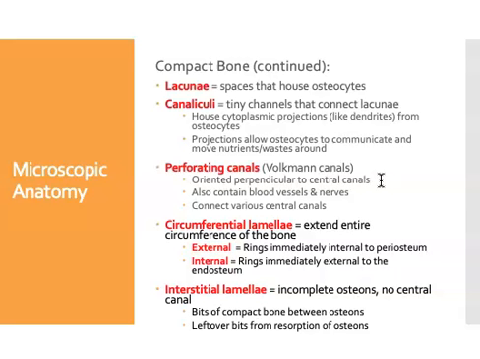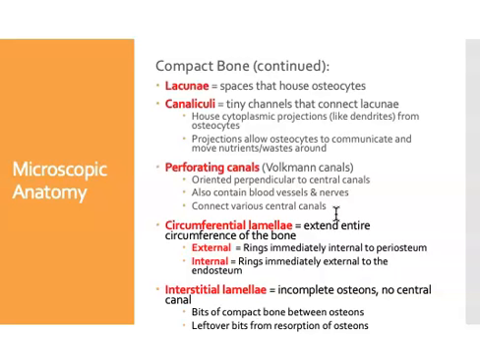The perforating canals also contain blood vessels and nerves, so the perforating canals are sort of the entry place and the exit place from the central canal. They're going to connect, in other words, one central canal of one osteon with another central canal of another osteon, so that blood vessels and nerves can travel all through the cortical bone.